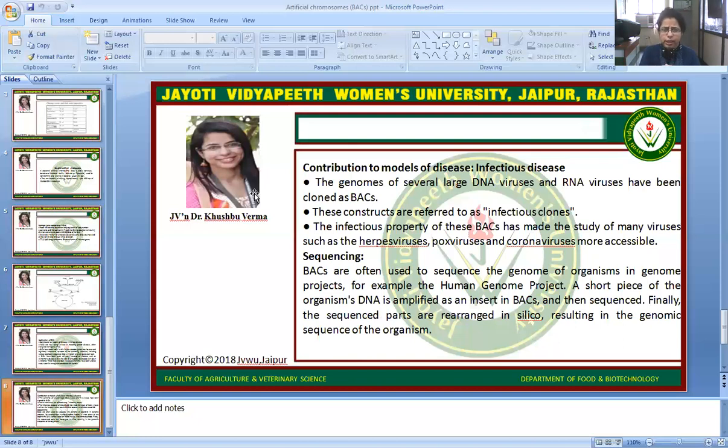It also has a role in sequencing. BACs are often used to sequence the genome of an organism in genome projects, for example the human genome project. A short piece of the organism's DNA is amplified as an insert in a BAC and then sequenced. Finally, the sequenced parts are rearranged in silico, resulting in the genomic sequence of the whole organism.